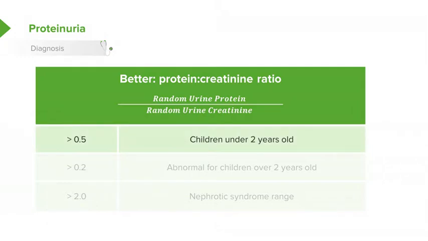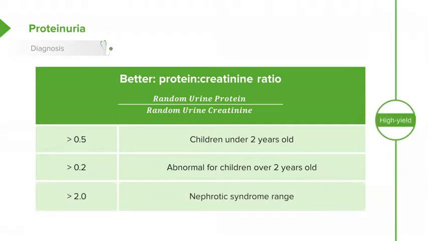It's common for children under 2 years of age to have a higher protein to creatinine ratio. So we consider an abnormal value more than 0.5. The reason is that children and babies do tend to spill a little bit more protein because of immature glomeruli. In children over 2 years of age, we consider more than 0.2 to be abnormal. For patients with frank nephrotic syndrome, this value is usually more than 2. So a value more than 2 tells you something is substantially going wrong.